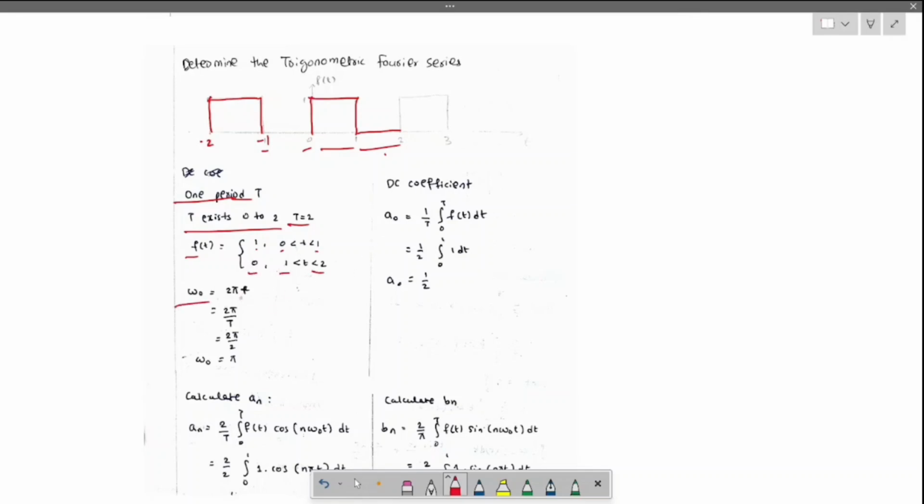Okay, omega naught is 2 pi f, where f we can write as 1 by T, like this. 2 pi by 2, omega naught is pi. Let us go for the DC coefficient. A naught is, this is a formula, apply the T. T means 2. What we got? T as 2 units, 0 to 1 dt. A naught is 1 by 2.